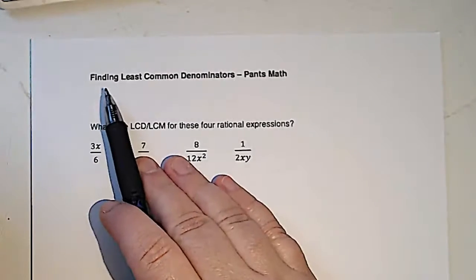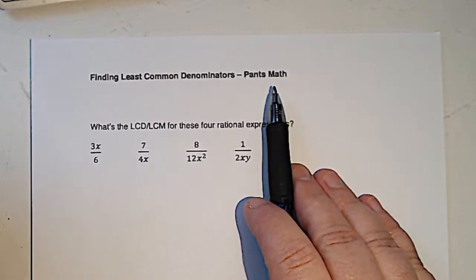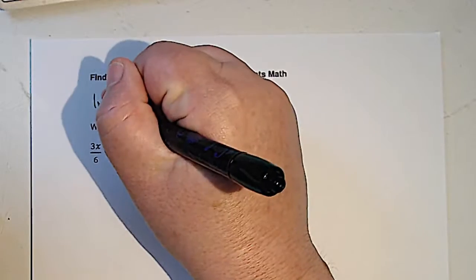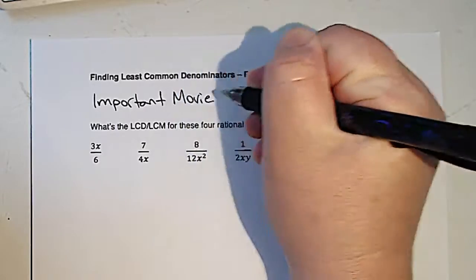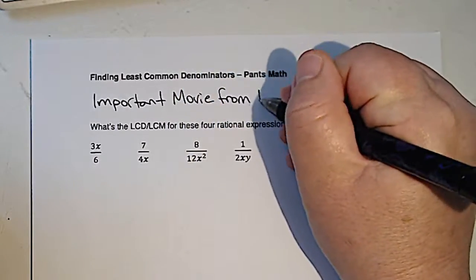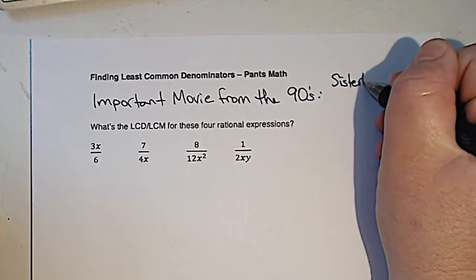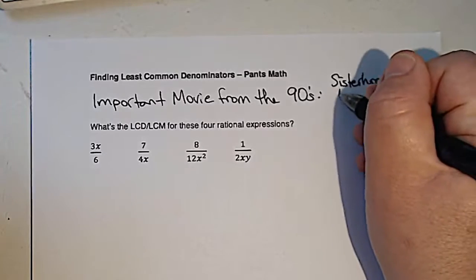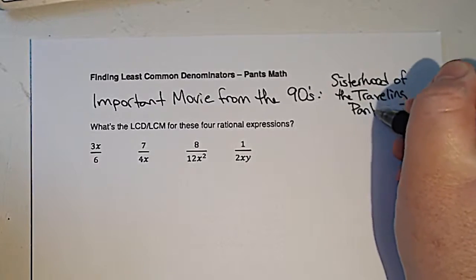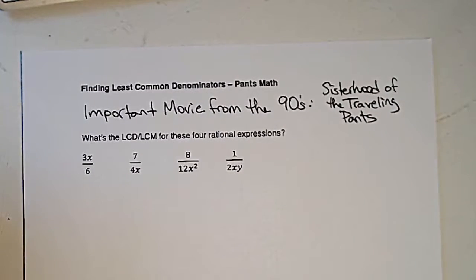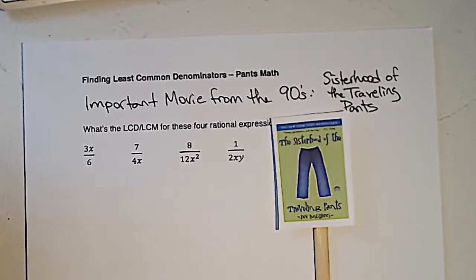We're going to talk about finding least common denominators with a concept called pants math. And the important movie here is an old movie now from the 90s. It's called The Sisterhood of the Traveling Pants. And it was also a book. Very beloved. You may have read it. Here's my puppet for The Sisterhood of the Traveling Pants.